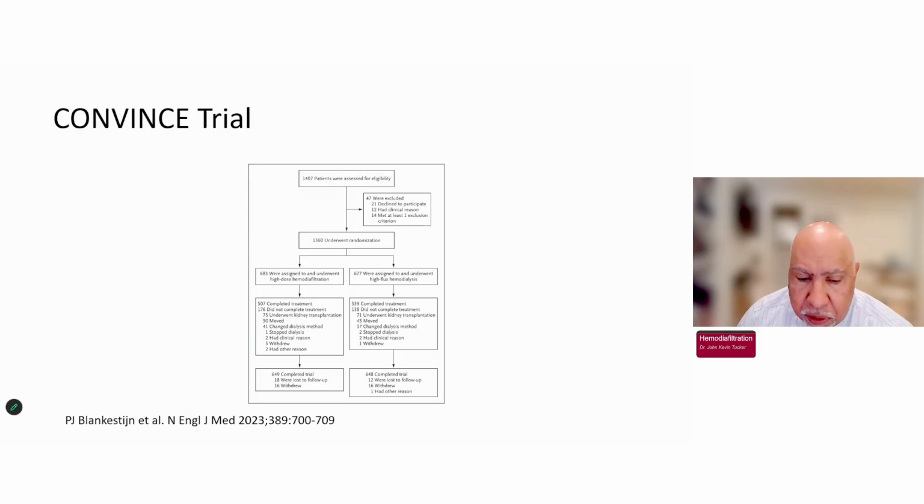Which brings us to the major trial that was published about 3 years ago now, the CONVINCE trial. This was a major trial from Europe in which they randomized 1,400 patients. 1,400 were assessed for eligibility, but ended up randomizing about 1,300. So 683 were assigned to and underwent high-dose hemodiafiltration, and 677 were assigned to and underwent high-flux hemodialysis.